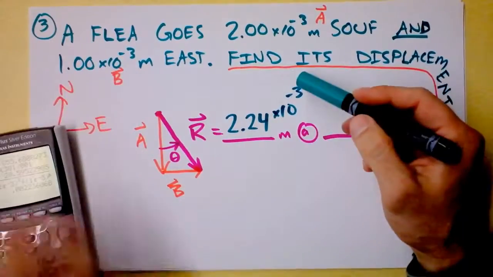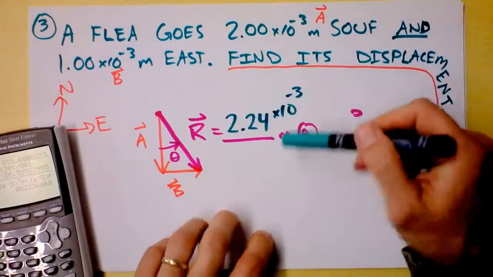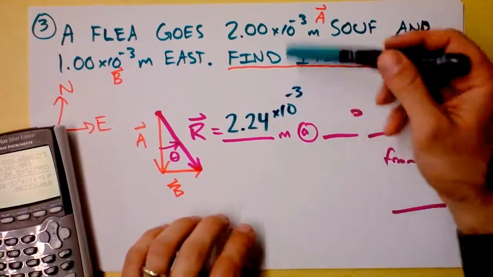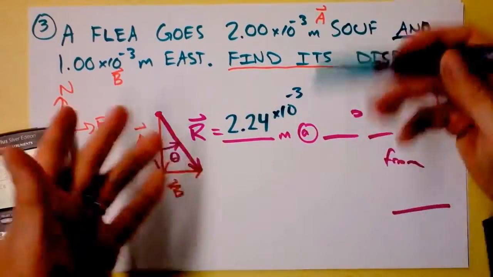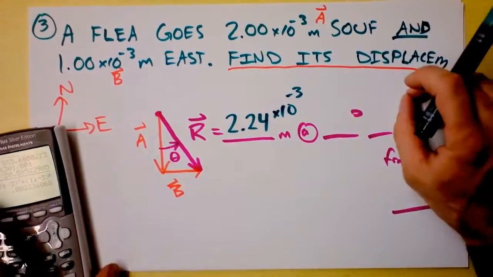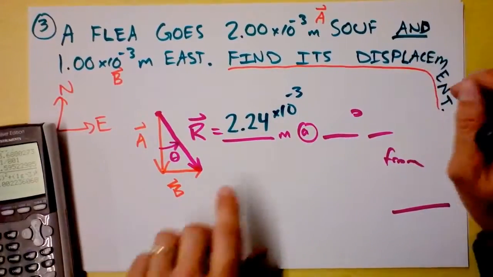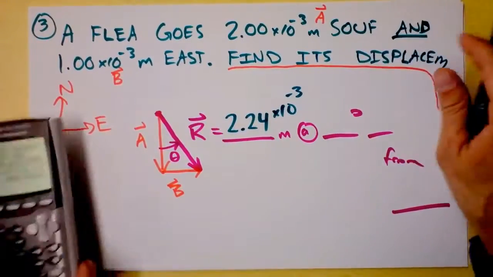And that's nice because it's the same ballpark as these numbers. It ought to be 10 to the minus third meters. If you're not getting that, then probably you're typing something wrong into your calculator. Be careful, my dear students. And then you're supposed to take the inverse tangent of one over the other.